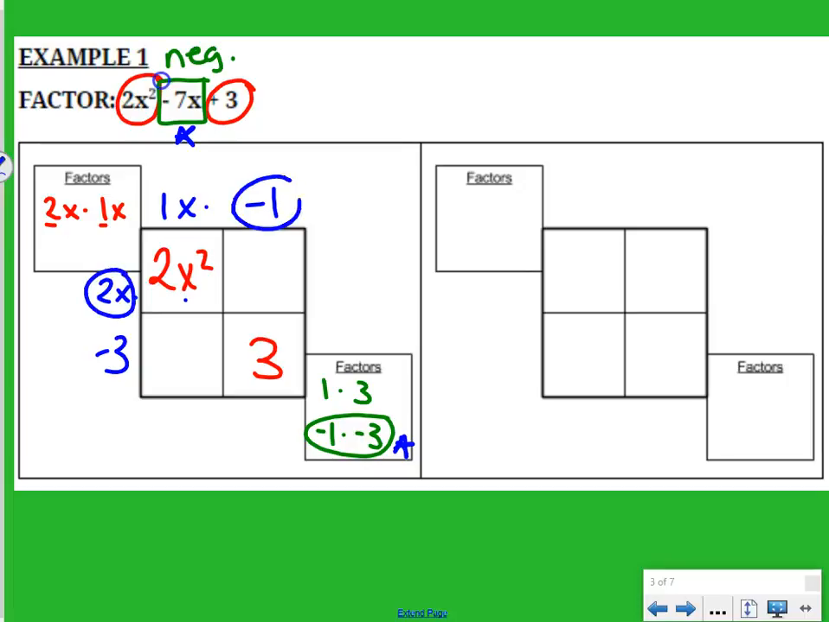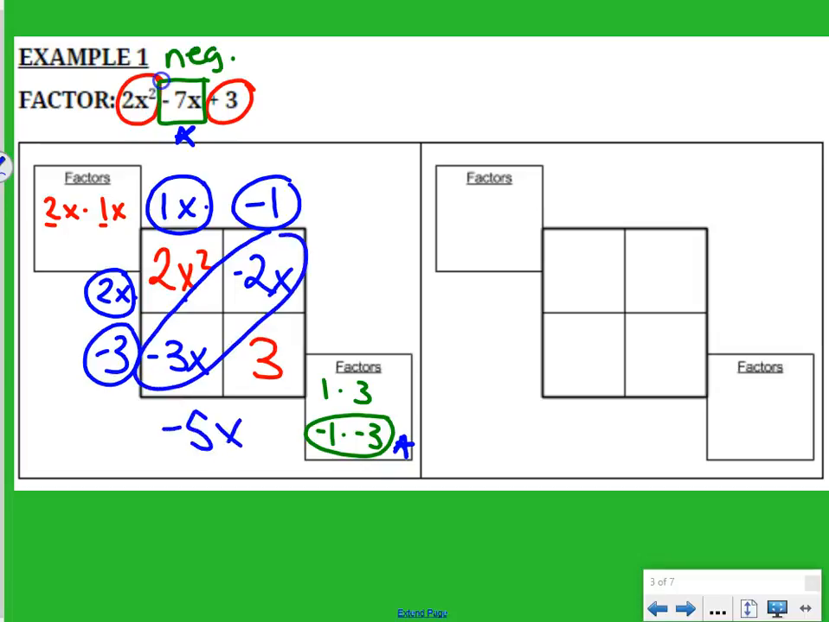2x times negative 1 is negative 2x, and then 1x times negative 3 is negative 3x. So add up that diagonal. Did that give us negative 7x? No, it gave us negative 5x. So this setup isn't going to work, so we have to rearrange things.